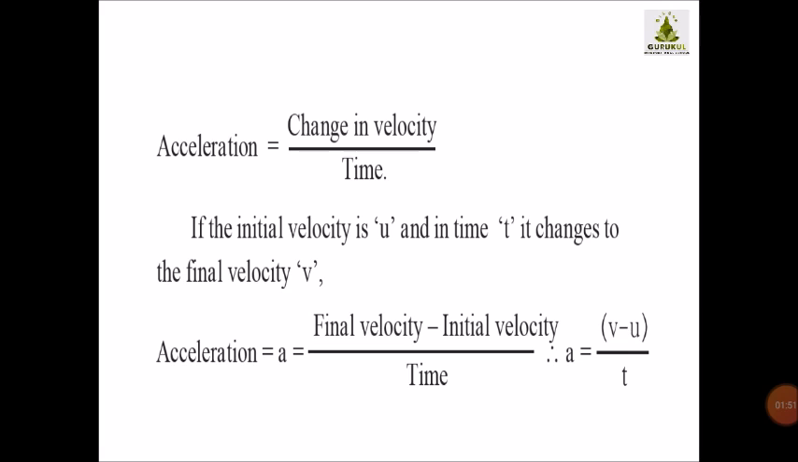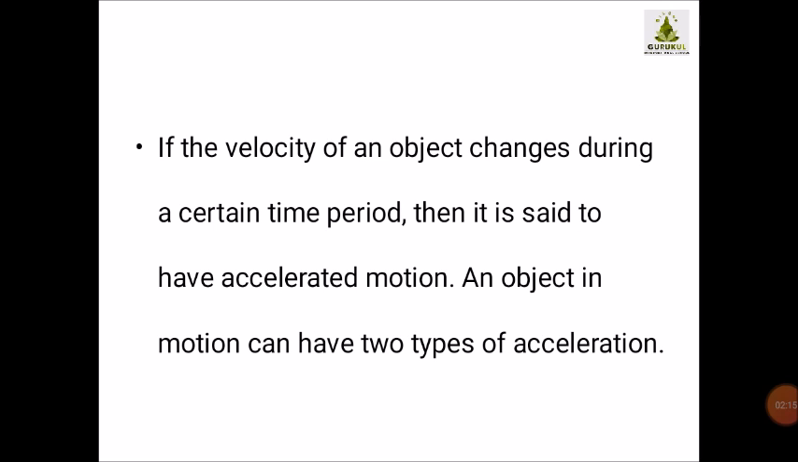When we want to find the acceleration, there is a formula. The formula is final velocity minus initial velocity upon time. Therefore I can say a is equal to v minus u upon t, where v is my final velocity, u is my initial velocity and t is the time interval. Now, if the velocity of an object changes during a certain period of time, then it is said to have accelerated motion.